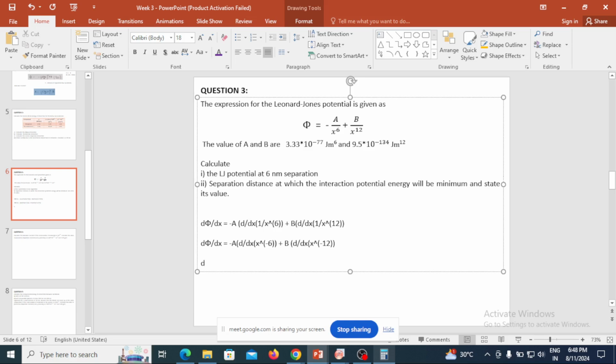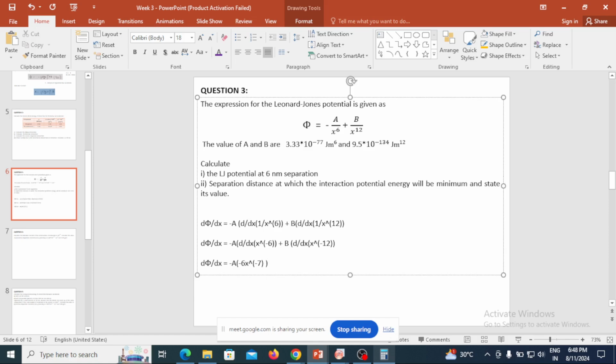So d phi by dx will be minus a, d by dx of x power minus 6, sorry, it will be minus 6 x raised to the power minus 7, right? It's like x square, 2x. I hope you can understand.